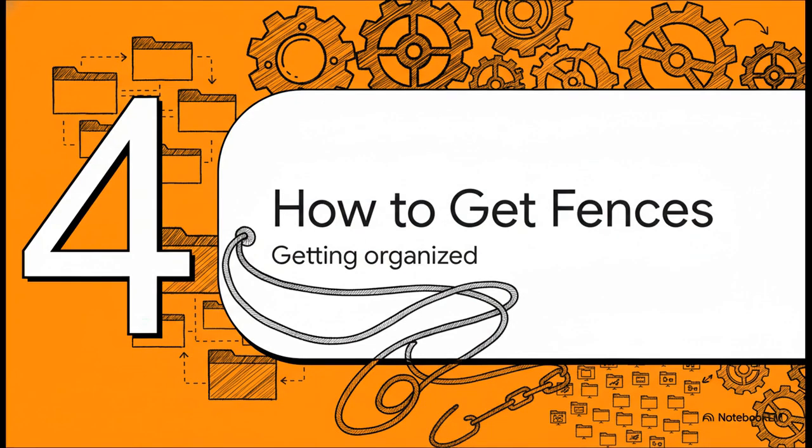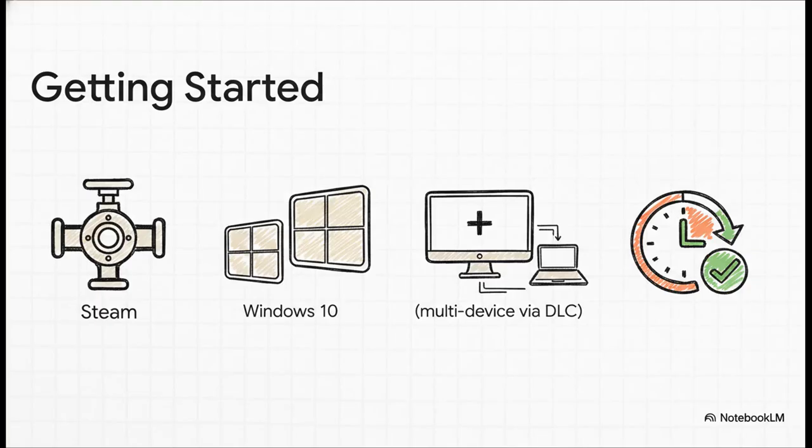So if you're sitting there thinking, okay, I need this, here's how you can get your hands on it. You can grab Fences right on Steam, and it works great with both Windows 10 and 11. The base license is for one computer, but you can get a pack for multiple devices if you need it. And the best part about it being on Steam? You can basically try it out risk-free. Thanks to their 2-hour refund policy, you can buy it, give it a thorough test, and if it's not for you, just get a full refund.